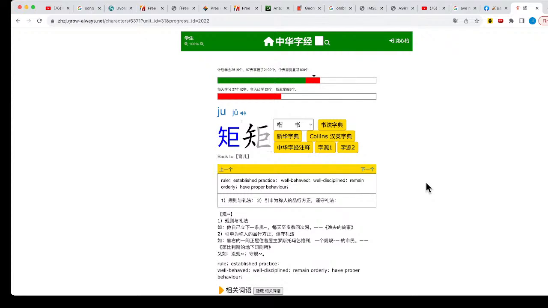The second meaning refers to someone's behavior: well behaved, well disciplined, orderly, holding to principle. So that's called 规矩, 守规矩. 这个人真守规矩啊，好规矩的一个好孩子啊。You say that.